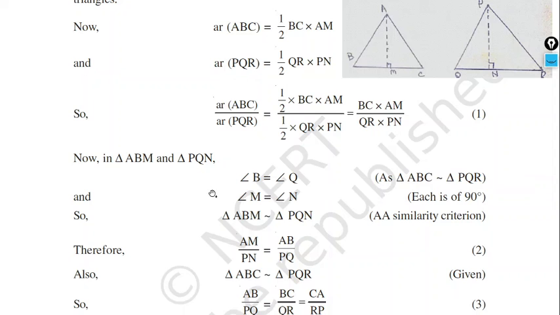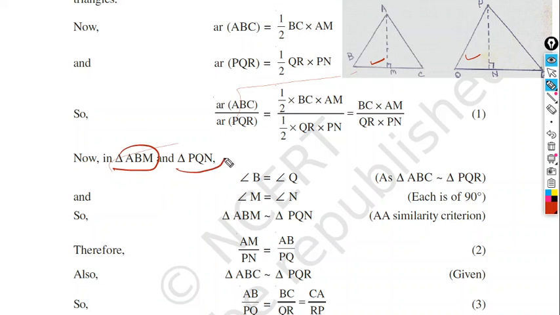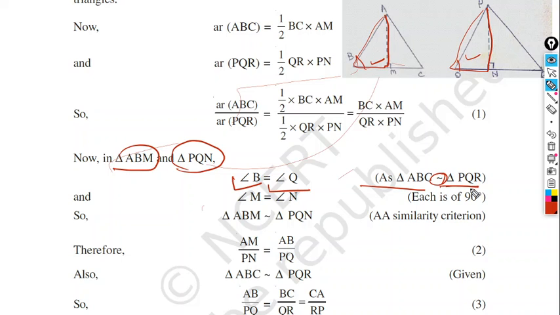Now we will move to these small triangles, this triangle and this small triangle. Now in triangle ABM and triangle PQN, between these two triangles, what can you see? You can see angle B is equal to angle Q. Why is angle B equal to angle Q? Because previously it was given that triangle ABC is similar to triangle PQR, isn't it?